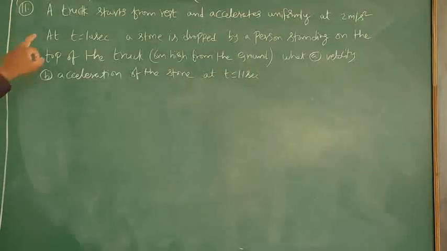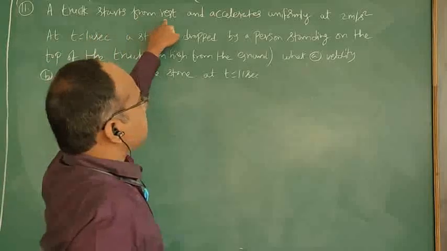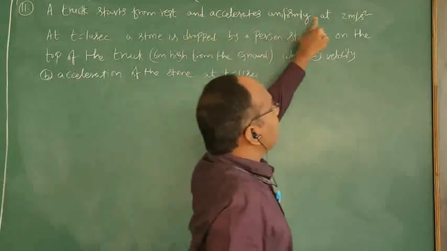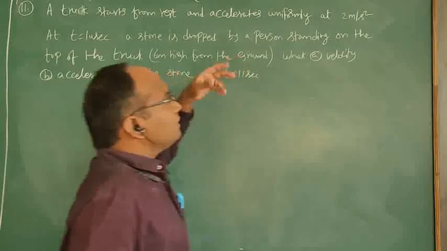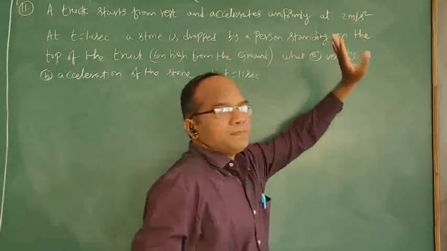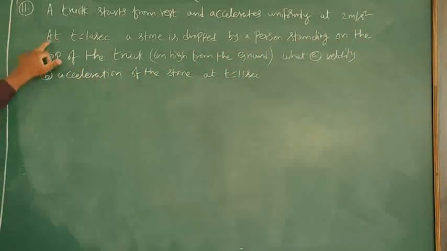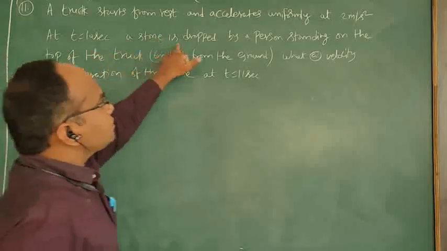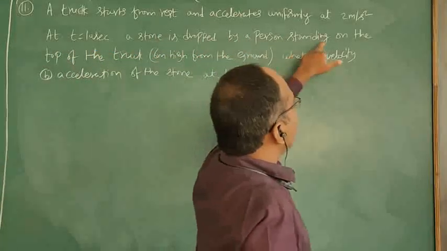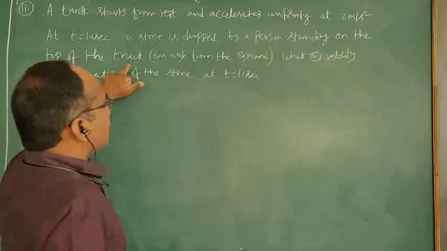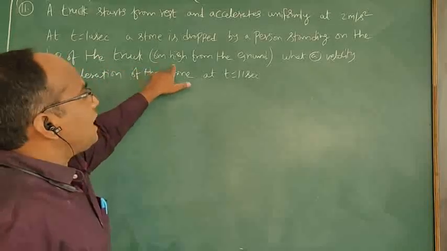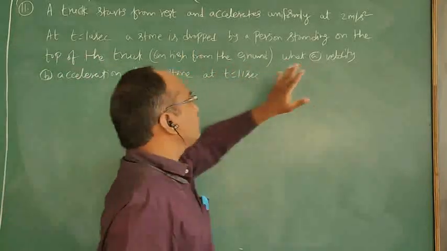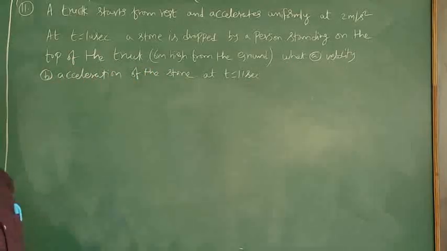Now, a truck starts from rest and accelerates uniformly at 2 meter per second square. At t is equal to 10 seconds, a stone is dropped by a person standing on the top of the truck, 6 meter high from the ground. What is the velocity and acceleration of the stone at t is equal to 11 seconds?